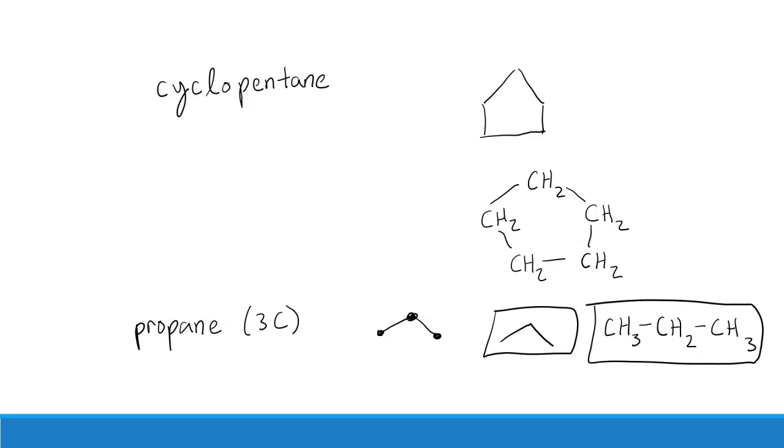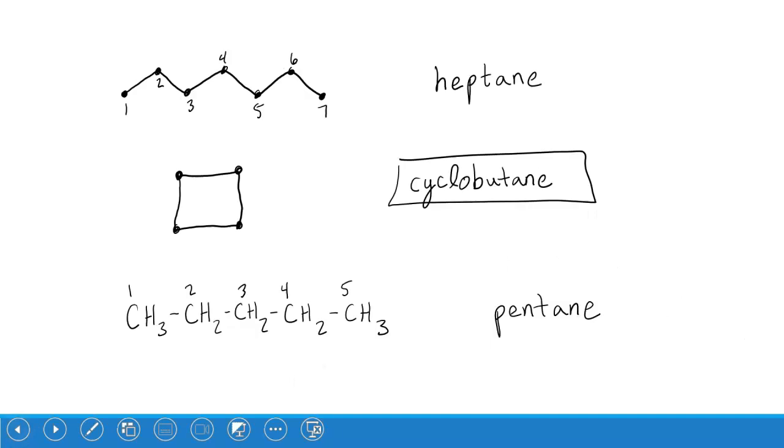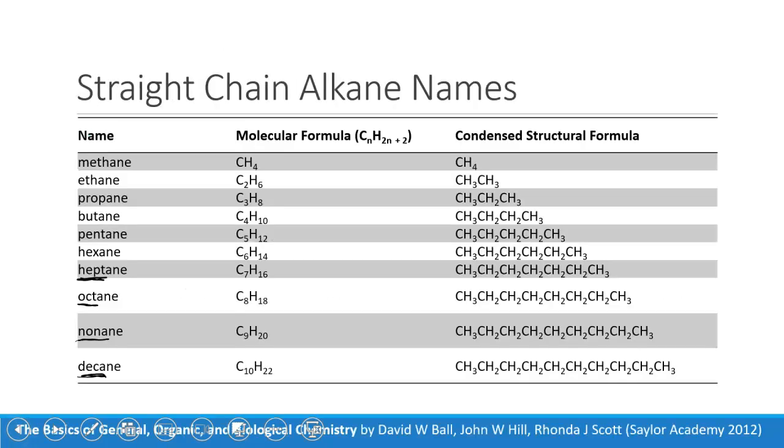Okay, so again, just make sure that you memorize the first 4, methane, ethane, propane, and butane, and then use your Greek prefixes or memorize those. Pentane for 5, hexane for 6, heptane for 7, octane for 8, nonane for 9, and decane for 10.